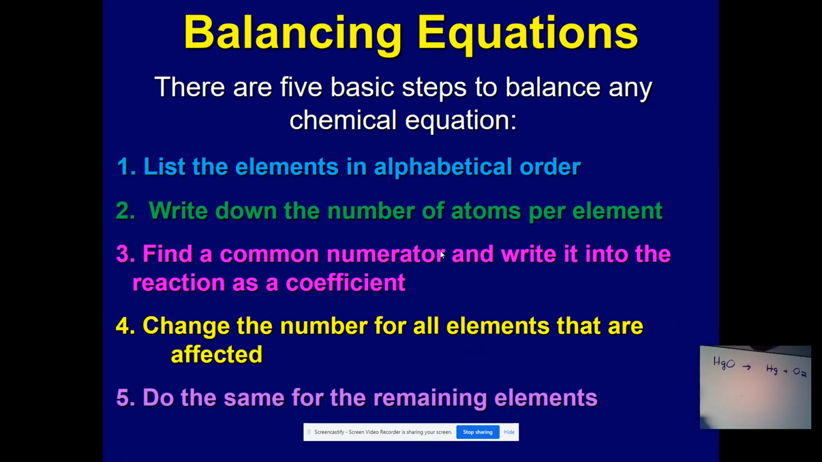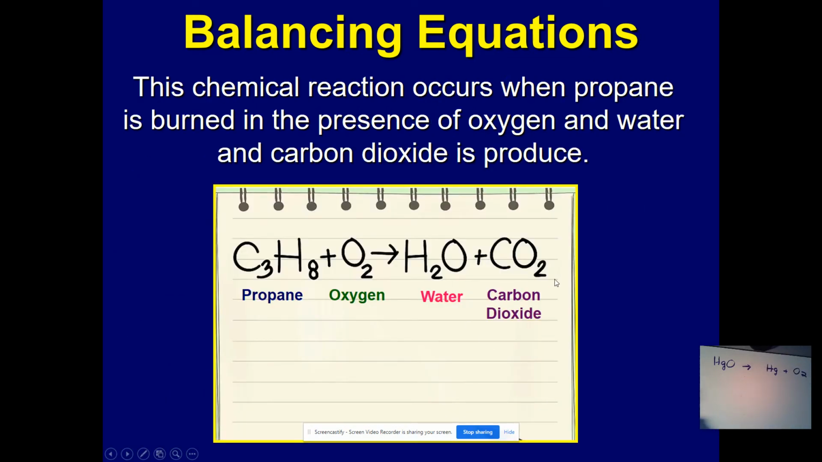Okay. All right, so in balancing equations, there's 5 simple steps, and it's easier to show you than to read these to you. The reaction that we're going to work with here is propane and oxygen. We need oxygen to burn propane, and when we burn propane, we end up with water and carbon dioxide as our product.